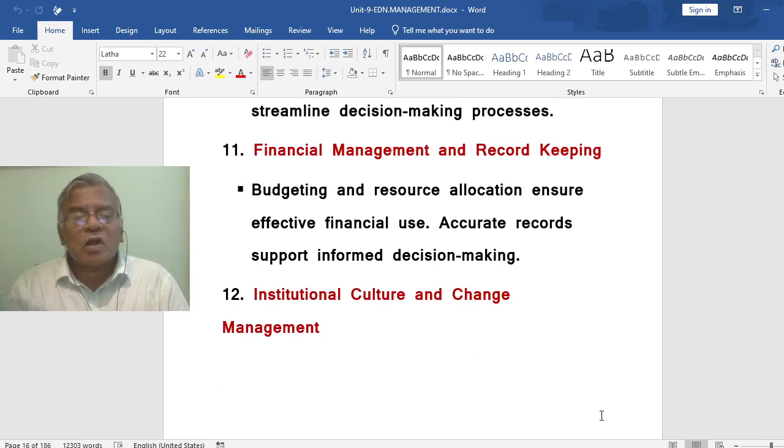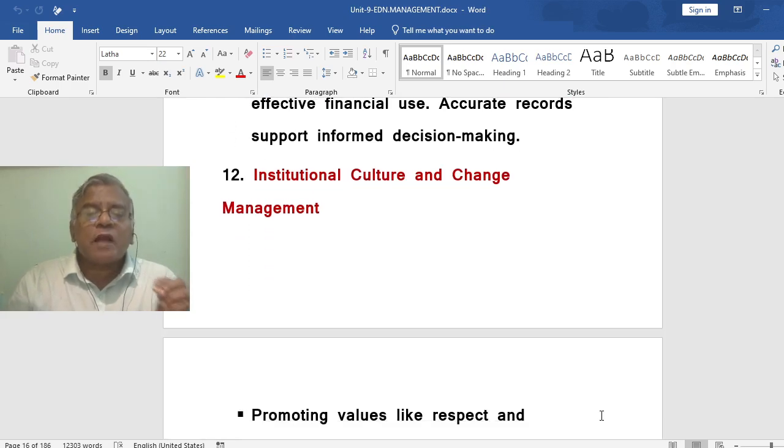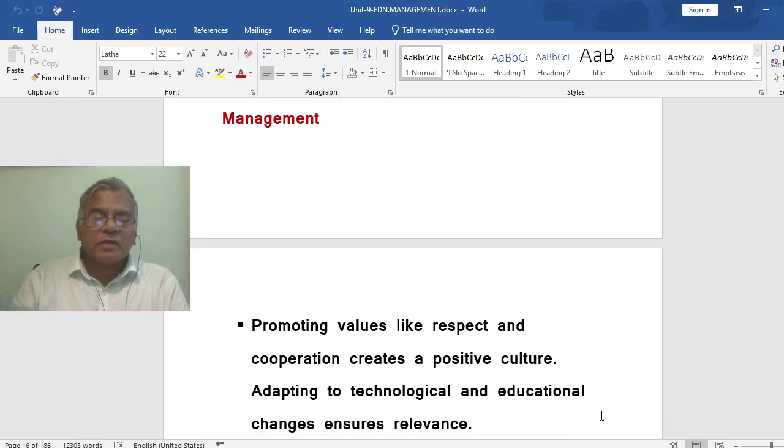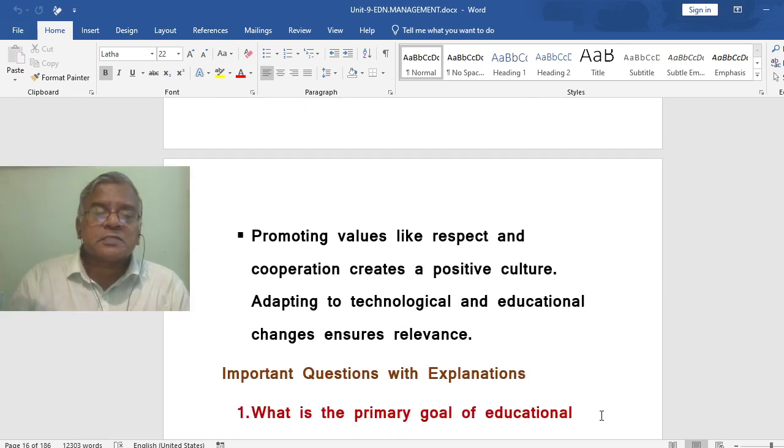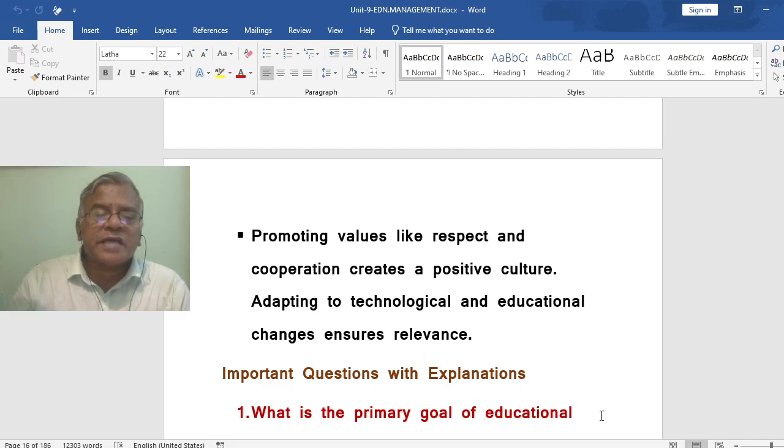Budgeting and resource allocation ensure effective financial use. Accurate records support informed decision making. Then institutional culture and change management. Promoting values like respect and cooperation creates a positive culture. Adapting to technological and educational changes ensures relevance.